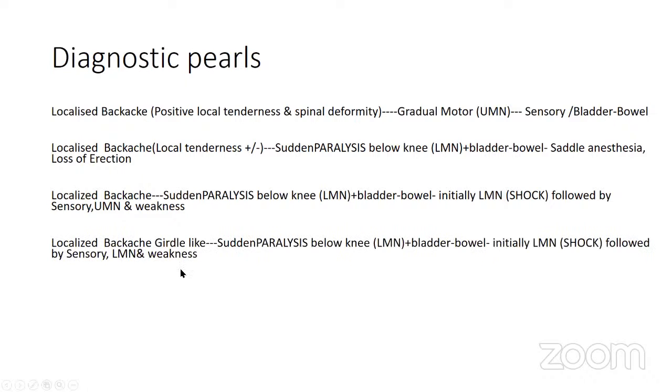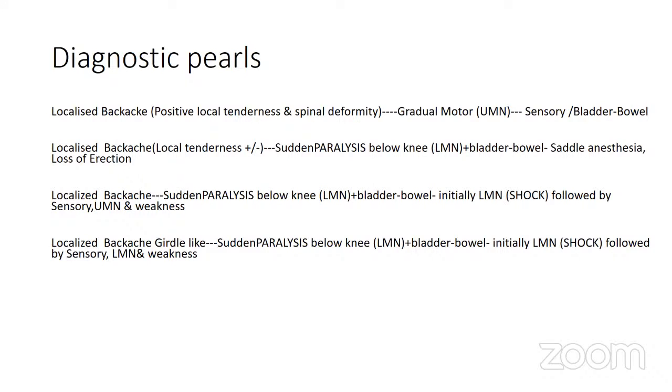Okay. Similarly, localized backache, girdle-like pain, sudden paralysis below the knee. Initially the same type of shock, spinal shock, followed by continuation of the lower motor neuron type. This is not at all an orthopedic problem. See, this is localized girdle type of pain. I've already told you, it is girdle-like pain coming from the thoracic spinal cord.